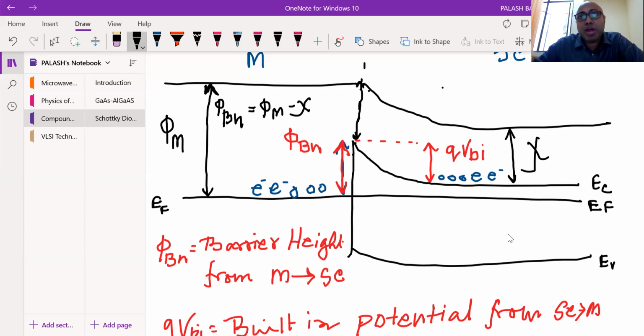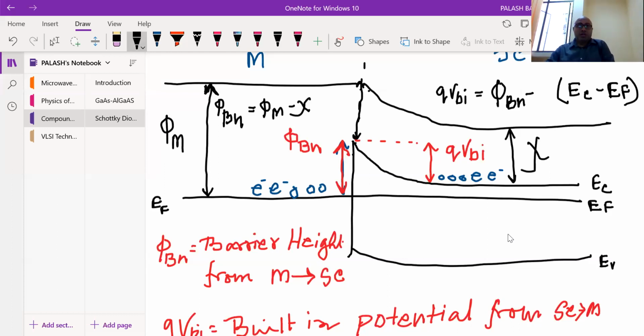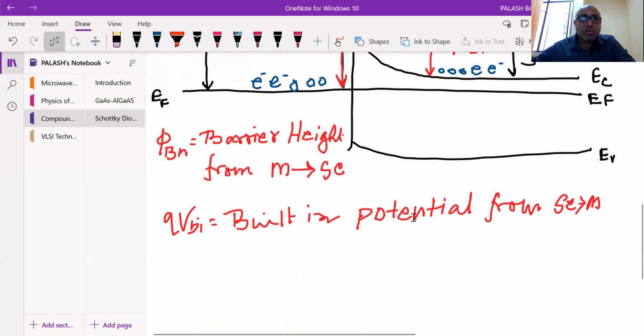What about QVBI? IBN minus EC minus EF, right? So this is my QVBI. Any question out of this is very simple, I know. Any question up to this level? No, sir. Okay.